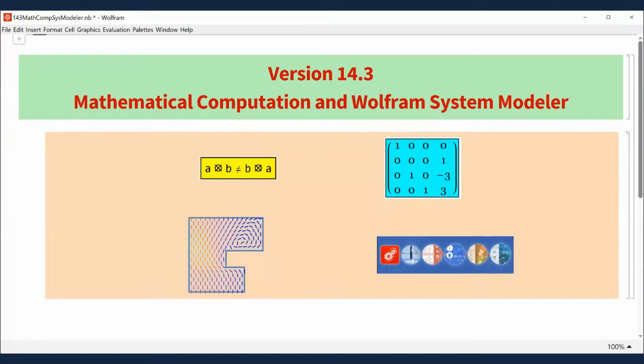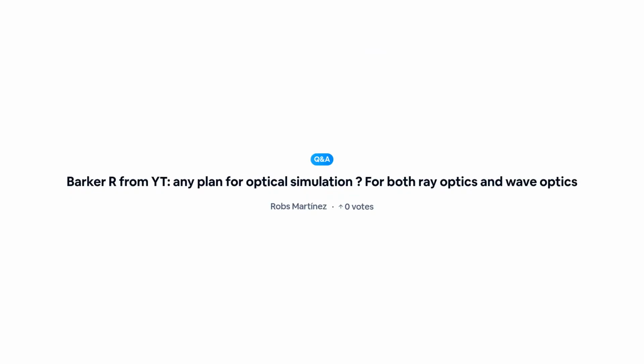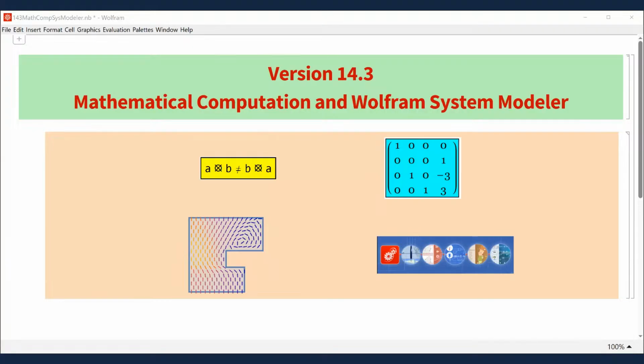Hey, Devendra, I want to interrupt. There is a late breaking question if you have a chance. Okay, sure, of course. So from YouTube, any plan for optical simulation, ray optics, and I think that's something that people have. We've had something from early on. I remember a long time ago we had Optica. I'll pass it along to the right people unless Oliver or Ankit wants to answer that.